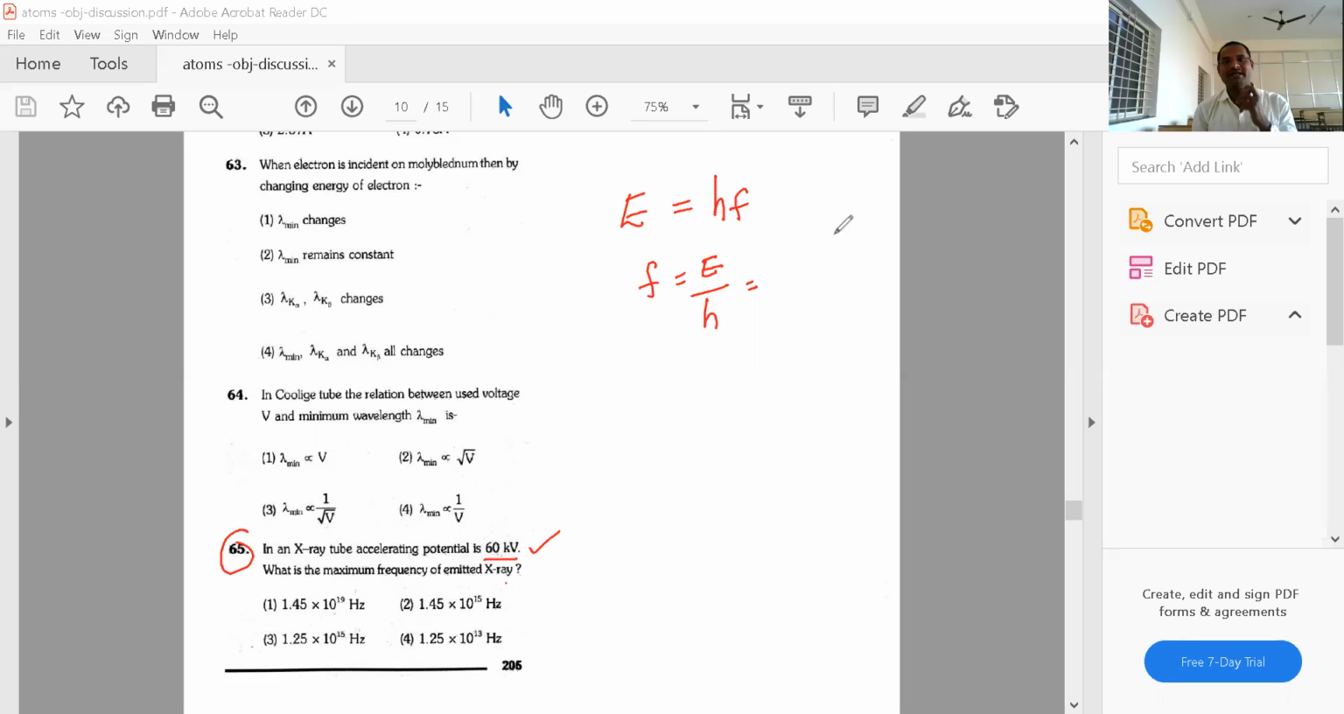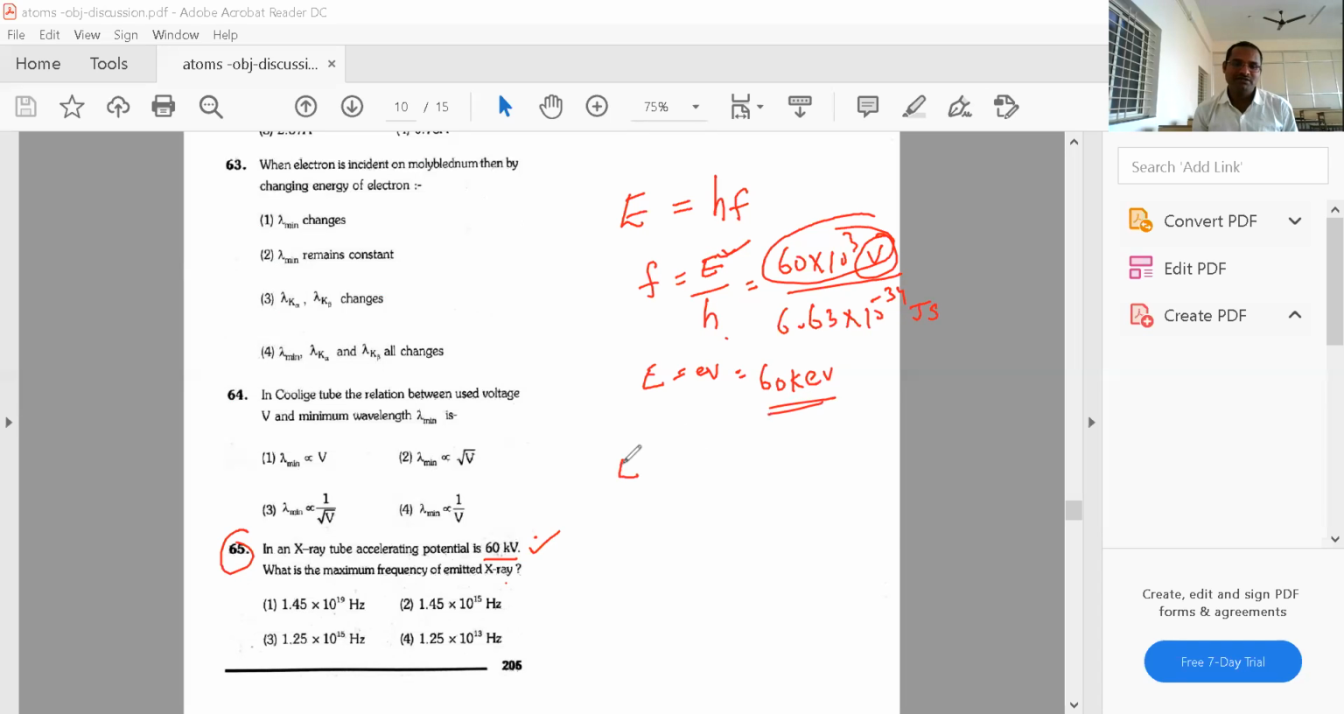Energy given how much? 60 kilovolt. I'll write 60 into 10 to the power of 3 volt upon h value, which is 6.63 into 10 to the power of minus 34 joule second. See, this is the voltage and here it is joule, so they won't cancel. That's why this energy we should write in terms of electron volt. This is not your energy, this is the voltage. Energy is nothing but eV. So 60 kilo electron volt is the energy.